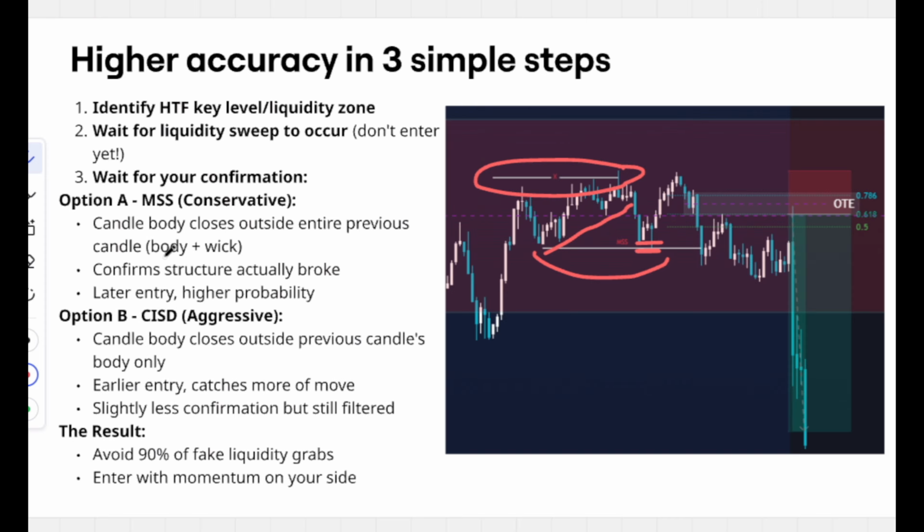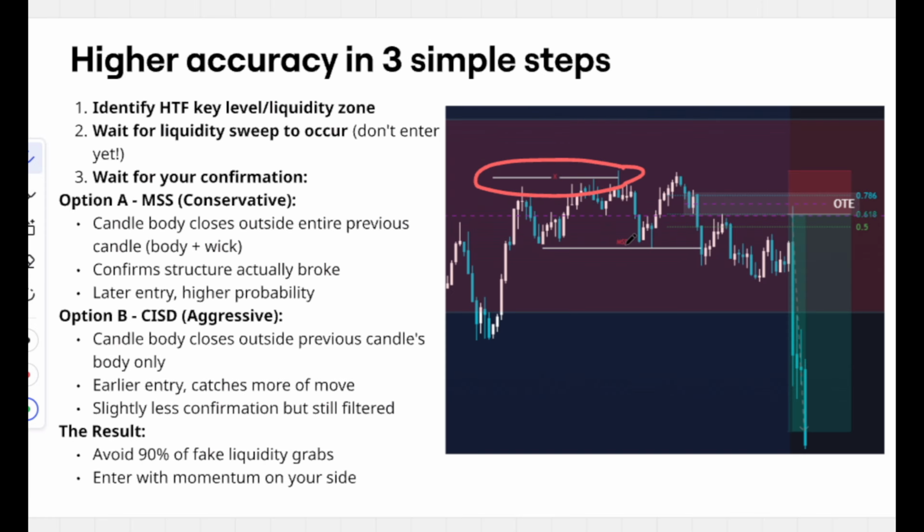For option A, which is typically the one I mostly use, you include both the body and wick, which is more conservative. You might get a later entry, but you at least have confirmation that there is a shift of structure. In this case, the shift of structure is going from bullish to bearish over here. So once there's a market structure shift over here, let me erase all of this.